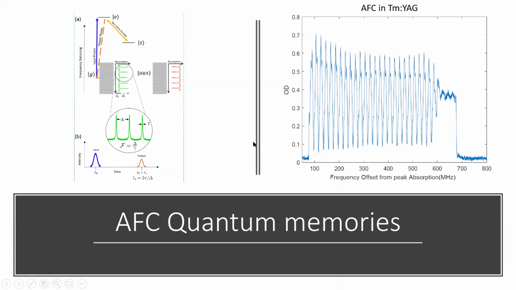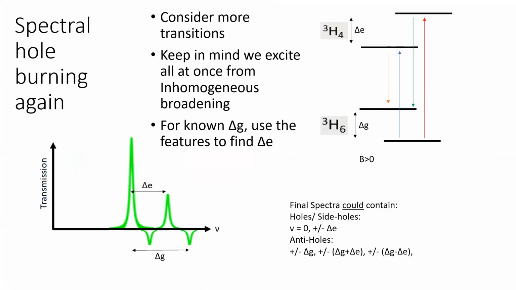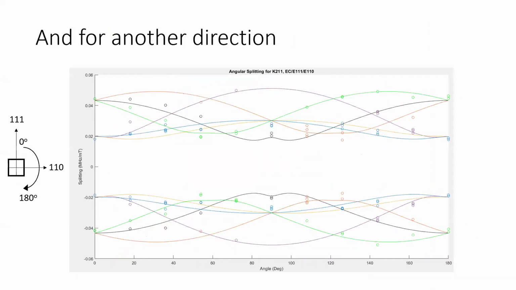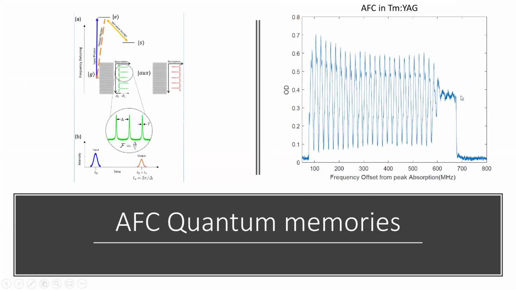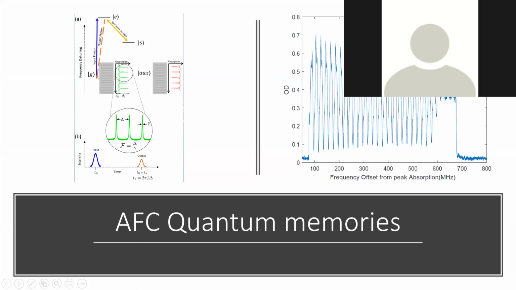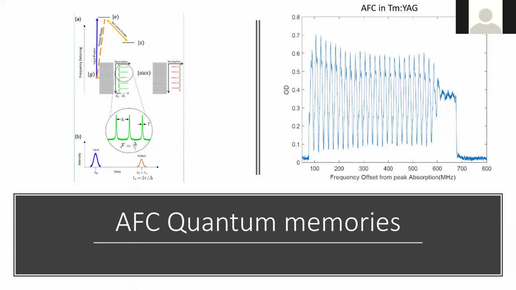I just told you a number of slides ago that when I burn a spectral hole, I get a number of separate features. So when I burn spectral holes to create an AFC, I get a number of spectral features near each of these holes that I need to account for and make sure that they participate in the comb structure in the proper way.